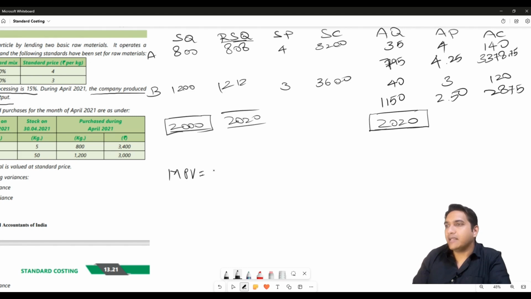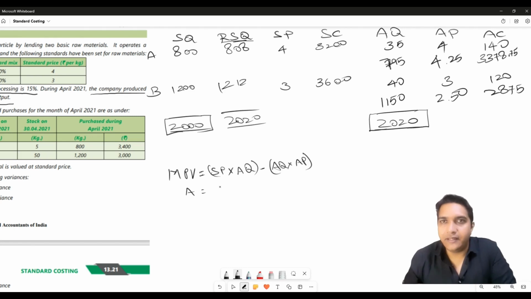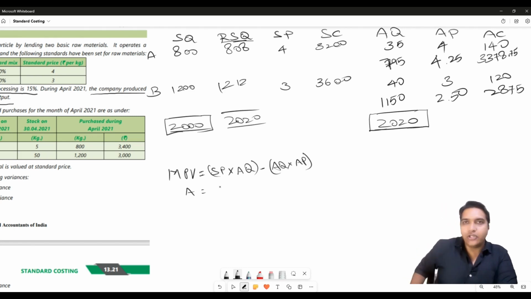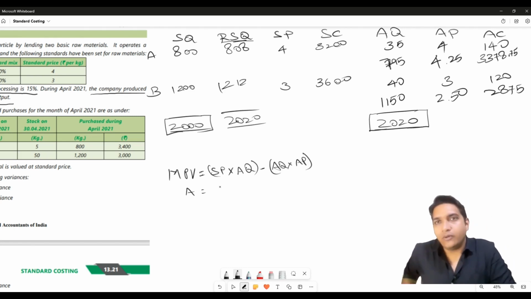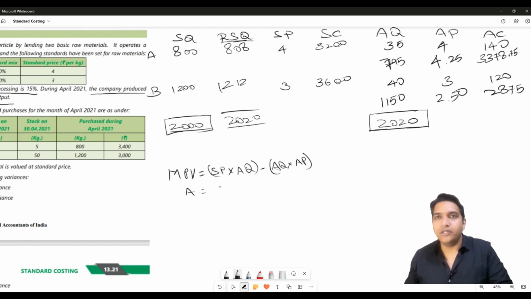Material price variance, again, let us write the formula. What is the formula? Standard price into actual quantity minus actual quantity into actual price. Now, let's do for A first. This we have to do for both the materials separately, right? If you do it consolidatedly, that would be wrong. You can do it consolidatedly, but you have to again give the figures for both the materials separately.